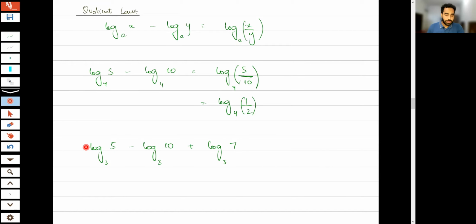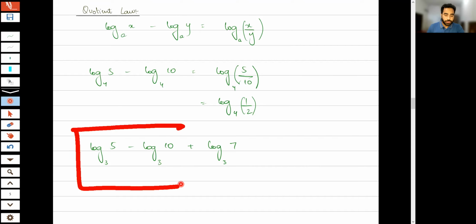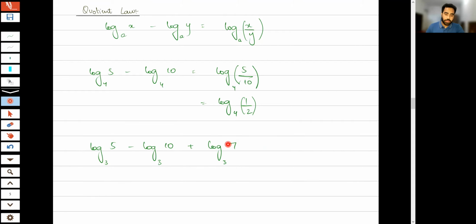Now if I have log 5 base 3 minus log 10 base 3 plus log 7 base 3, the quotient law is always preferred over the product law. So you'll apply the quotient law first and then you're going to apply the product law. Do not apply the product law first. You will not apply the product law on these two. You're going to apply the quotient law first on these two and then apply the product law.